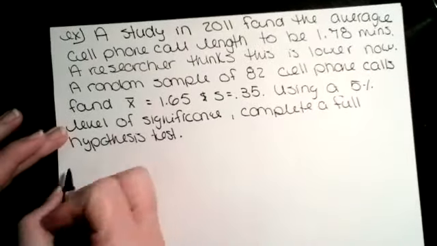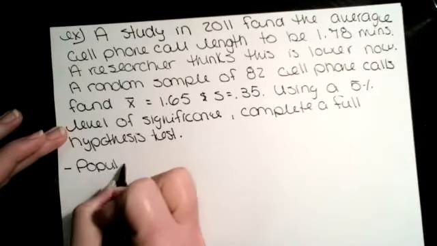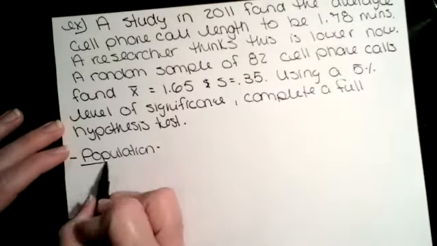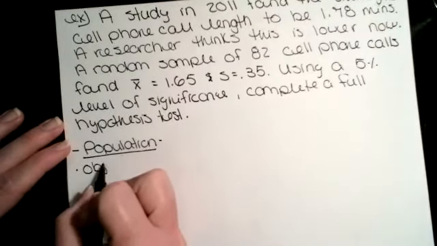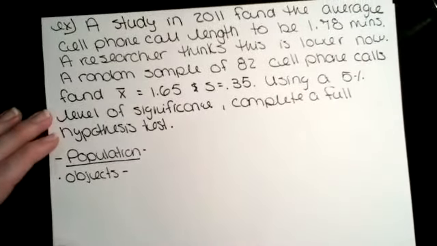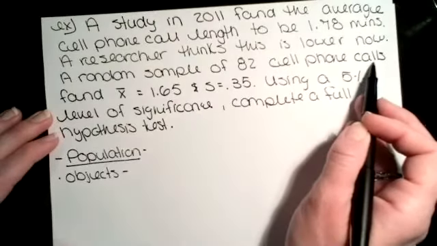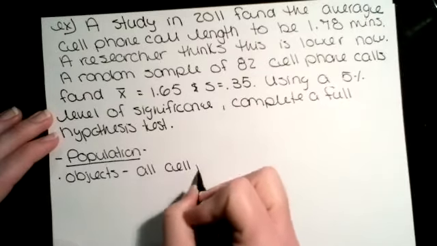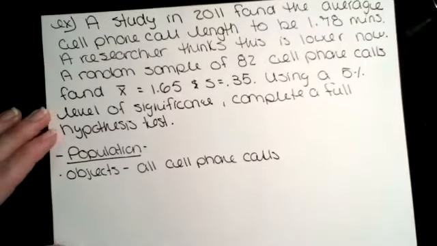All right, so let's get started with this. So we're going to start with this population step here. And with my population step, I have 4 parts, right? So the first one is the objects. I want to identify who we are studying. Now this is where I'm going to go to my sample, and it's what my sample's taken of. So a random sample of 82 cell phone calls. So right there it is. My objects are all cell phone calls. I feel like that makes it really simple.